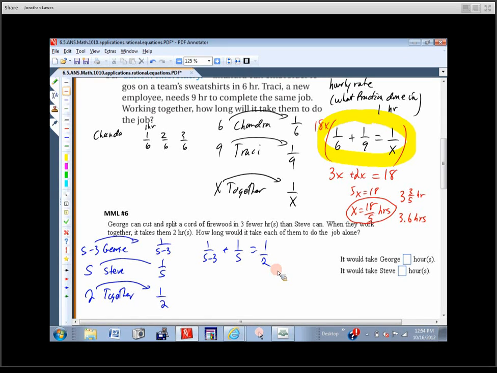Okay, watch. Could I have done 1 over G plus 1 over G plus 3 equals 1/2? Could I have done that? Yeah, because this would have been 1 over George. This would have been 1 over George plus 3, so that's 3 hours longer than George, right? And then still 2 hours, so 1/2 would be the hourly rate together there. If I did this one, that would solve for George. If I did this one, this is going to solve for Steve. We have to plug in both of those answers. Let's go ahead and find them. What do I need to multiply by?